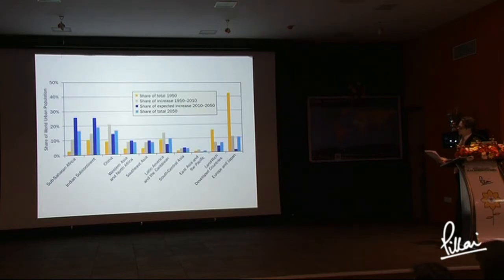So you see here, the share of growth is moving to sub-Saharan Africa, it's moving to the Indian subcontinent, and it's moving to China. So when we're planning for urban expansion, when we're thinking about regions where we should be planning for urban expansion, it's clear that these are the places where we should concentrate our efforts.